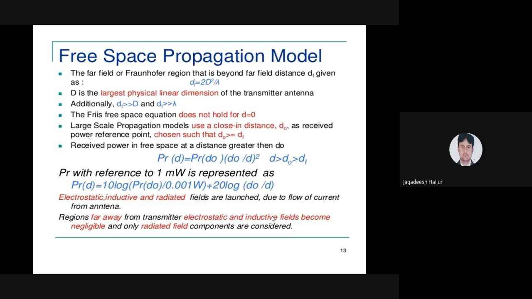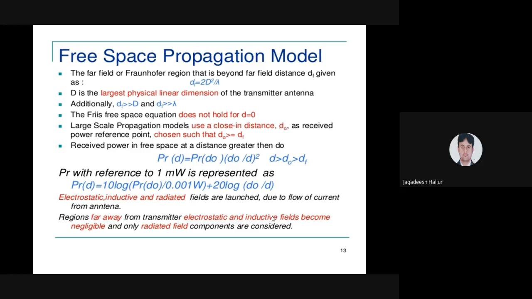The total received power can be calculated with respect to distance d. PR of d naught is at the initial distance, d naught is the initial distance from the transmitter, and d is the final distance between transmitter and receiver, with respect to the square. The PR of d is equal to PR of d naught into d naught divided by d whole square. This received power can be represented in milliwatt and in watt, so two representations can be done by these two methods.